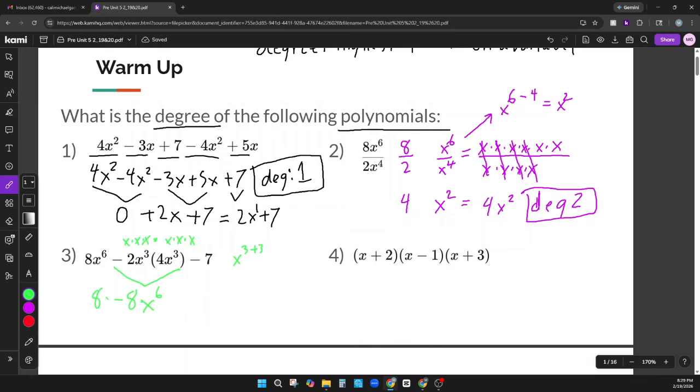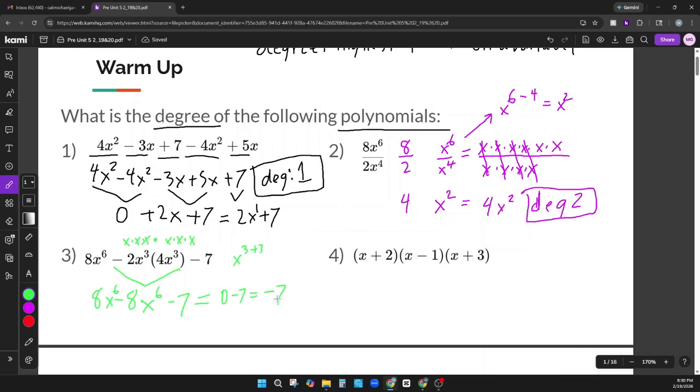Of course, I still have 8x to the 6 here, minus 7. And I don't know why 7 is so popular right now. But once again, 8x to the 6 minus 8x to the 6 is going to be 0, minus 7. So I'm left with negative 7 as my simplified result. The question is, what degree of polynomial is this?